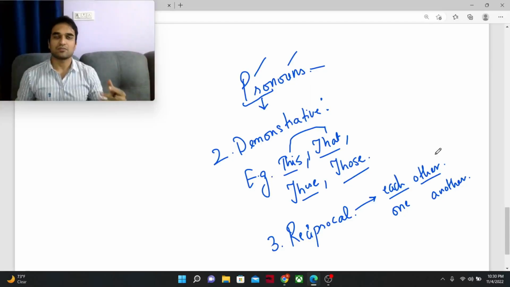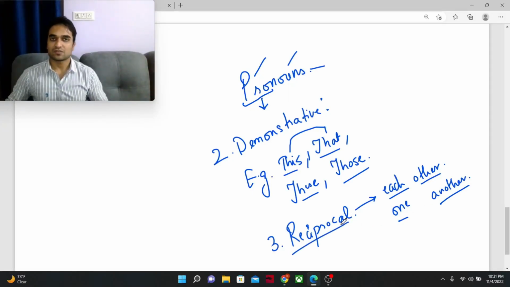If I say that, it means there were only 2 people who were talking. You can say, you can distribute the sheet between each other, which means distribute the sheet between yourselves, 2 people. But if I say they were talking with one another, that means there were more than 2 people involved. Reciprocal pronoun means an exchange of action mutually.